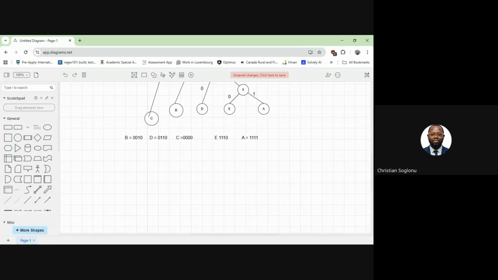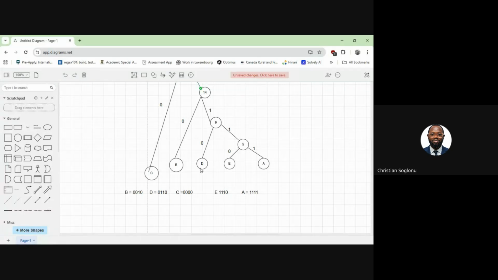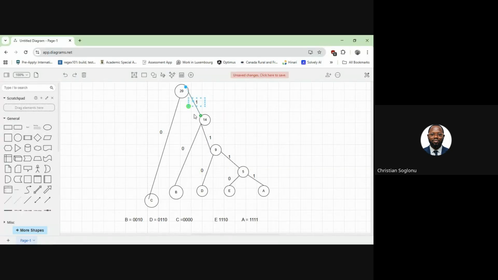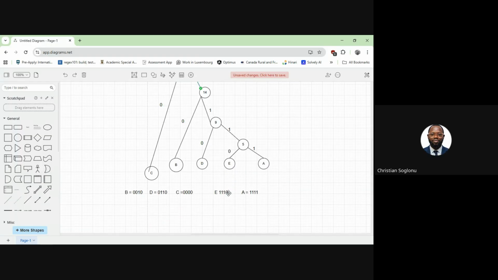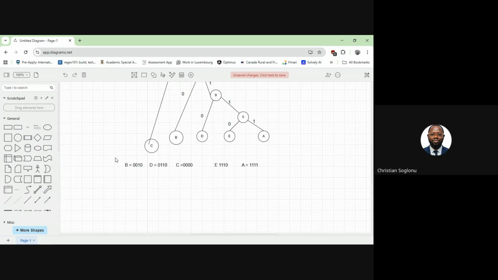All right. With E, I see something wrong with E. The 1110. E. Oh, how? What is wrong with it? Because I see 0110 rather. No. We start from the top, not the bottom. Okay. Yeah. Okay. Thank you. All right.